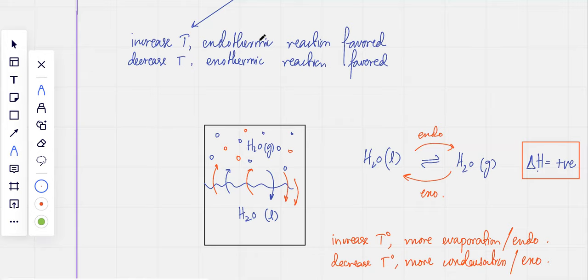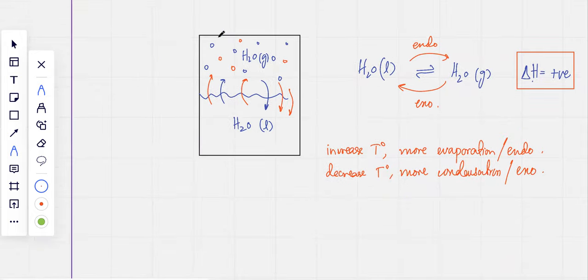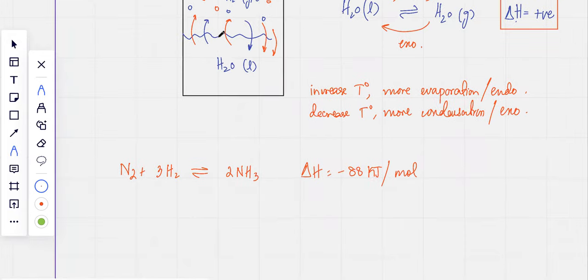TK, is this clear? And you can apply this to any reaction. So is this clear? Yes. So you can apply this to any reaction. Let's say I have this reaction, N2 plus H2. Now quickly tell me, let's practice a few examples. N2 plus 3H2, and it's in equilibrium with 2NH3. And the delta H for this reaction is given as minus 88 kilojoules per mole. So what I'm doing is I'm decreasing temperature. Which reaction would be favored?